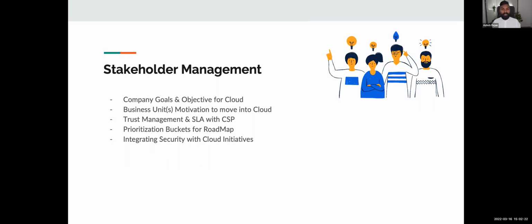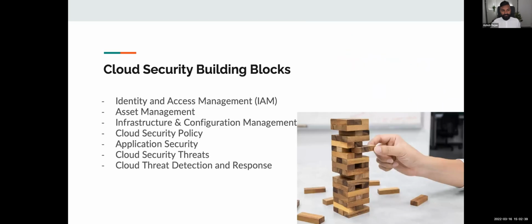Having an understanding of that would mean you're also able to help them plan for what makes sense in a cloud first world for security to be integrated into the space. So integration of security is a key over here.